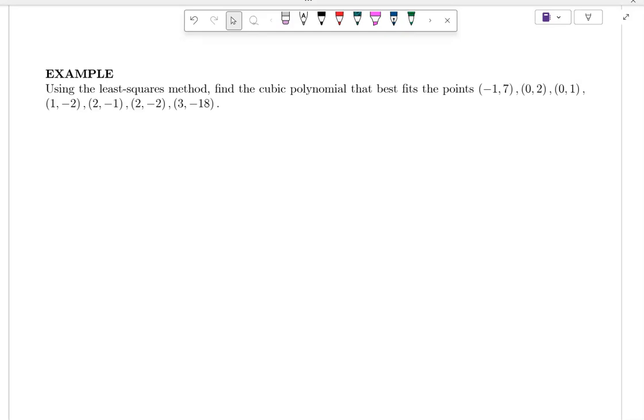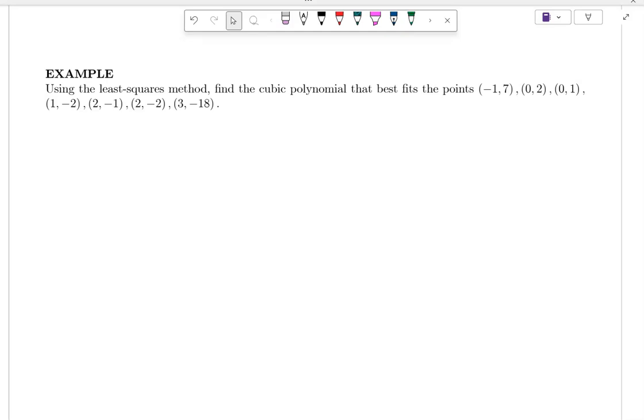So right away, I know I'm not going to find any cubic or any other type of polynomial or any other type of function that will actually go through all 7 of those points, okay? So I'm going to try to get something that basically approximates those points as best as I can. And this problem is asking us to use a cubic polynomial to do that.